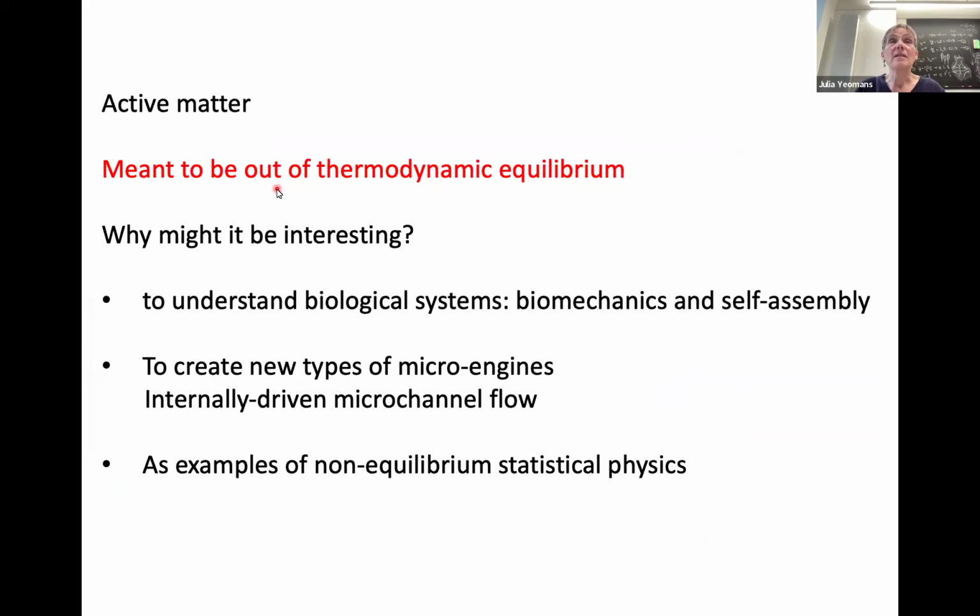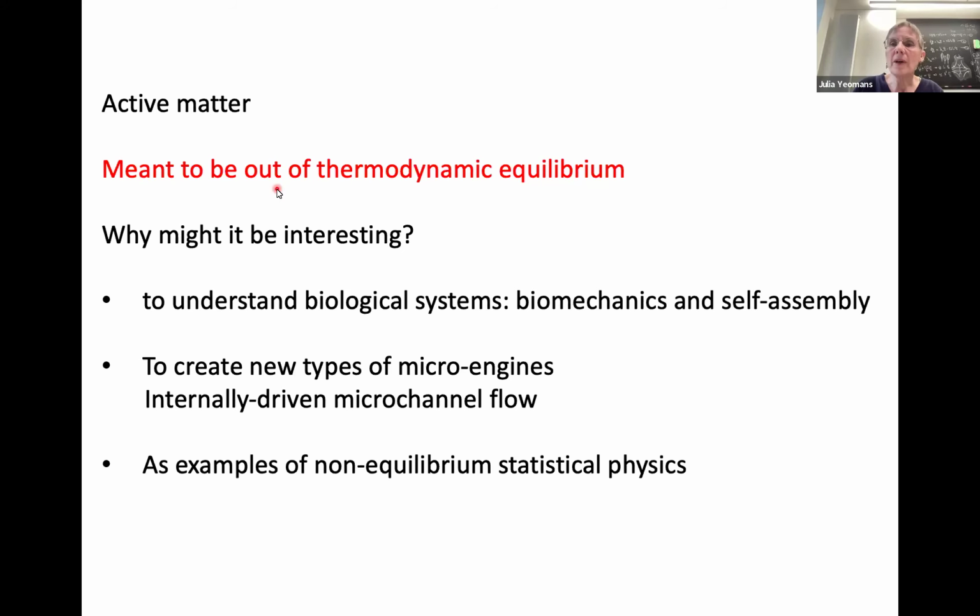Active matter is meant to be out of thermodynamic equilibrium, and that's what's special about it. And because of that, it's interesting in many different contexts. And in particular, I'm going to talk today about biological systems, because I think that's one of the directions of active matter, to try and help understand developmental biology, the physicsy bits of developmental biology and of mechanobiology.